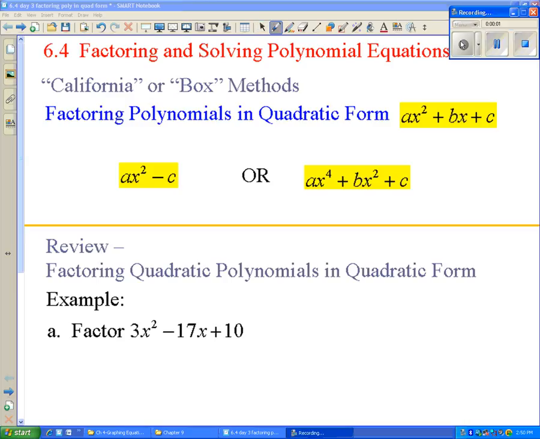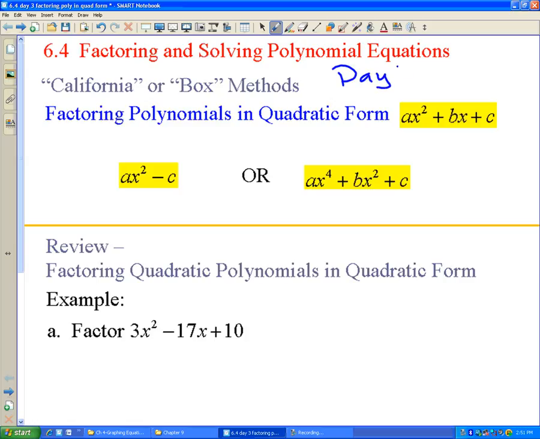So here we go, back to the videos. 6.4, factoring and solving polynomial equations. Day 3. Last day we're going to be working on factoring when it comes to these polynomial equations.